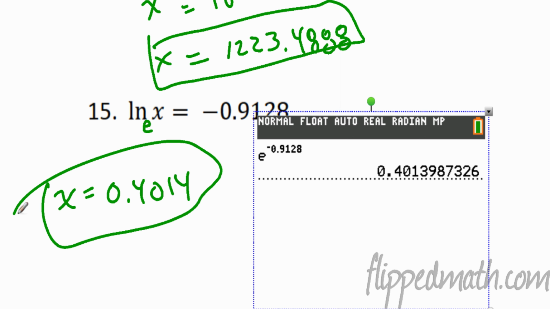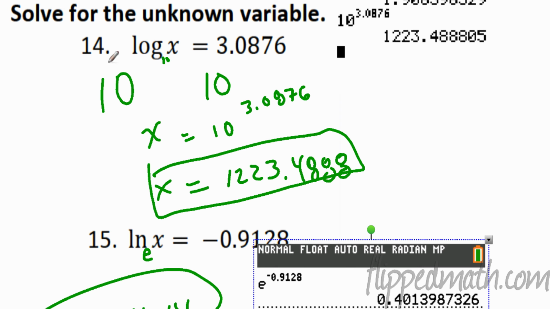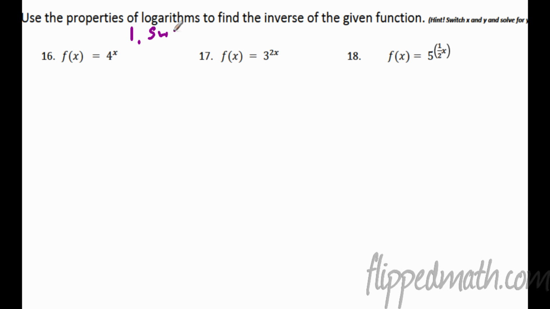Whew! So that's how you can use a calculator and use that little rule of the base. If you take the log of a base and you raise that to the power of that base, they cancel out. That is crazy. Okay, so going back to what we learned before, there are 2 steps to finding the inverse. We're going to use the property of logarithms to find the inverse of the given function. So number 1, we switch x and y. And then number 2, we solve for y. Remember doing that stuff? So you switch x and y and then you solve for y.